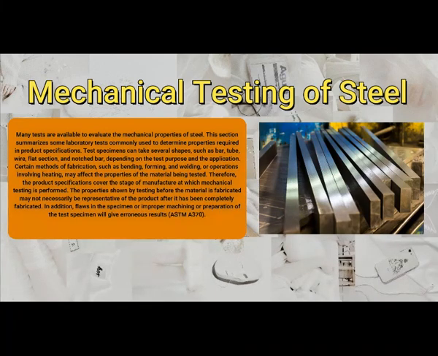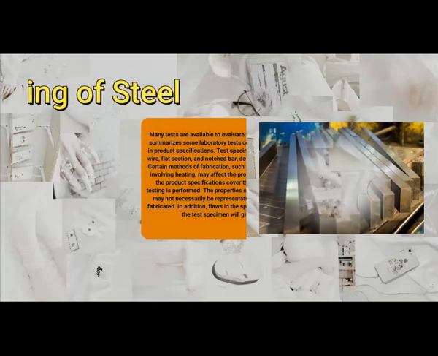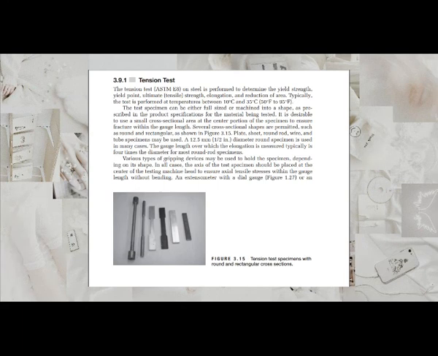In addition, flaws in the specimen or improper machining or preparation of the test specimen will give erroneous results. ASTM A370. The tension test, ASTM E8, on steel is performed to determine the yield strength, yield point, ultimate tensile strength, elongation, and reduction of area.